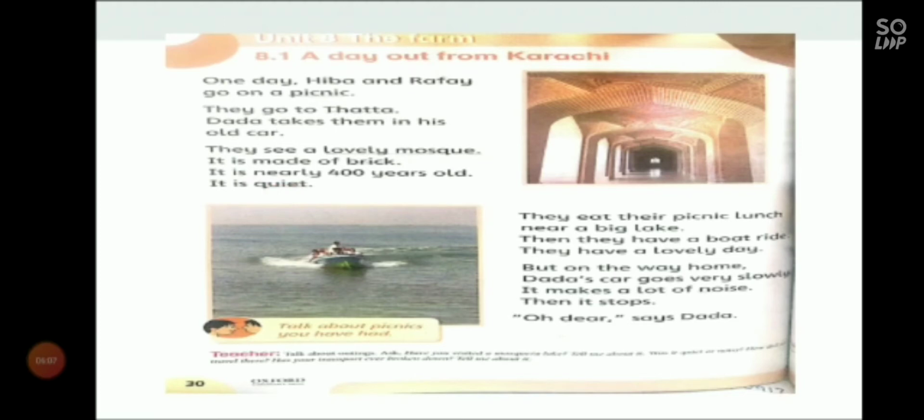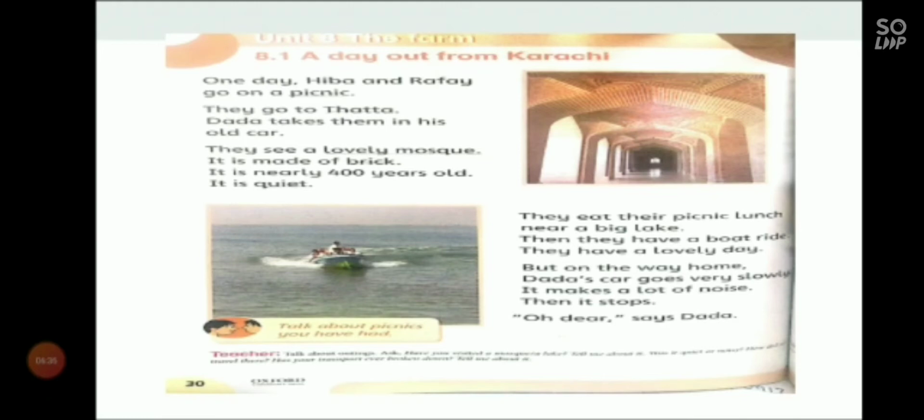Now my dear students, look here. Hiba and Rafe went on a picnic. As I have told you before, why do we go on a picnic? To explore new things and to spend some good time. So Rafe and Hiba went on a picnic with Dada, and where did they go? They went to Thatta. It's a place outside Karachi. Dada takes them in his old car. Now Dada has an old car in which they went there. They saw a lovely mosque and it was made of brick.